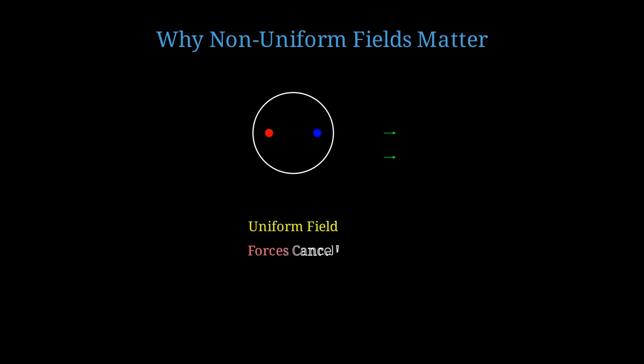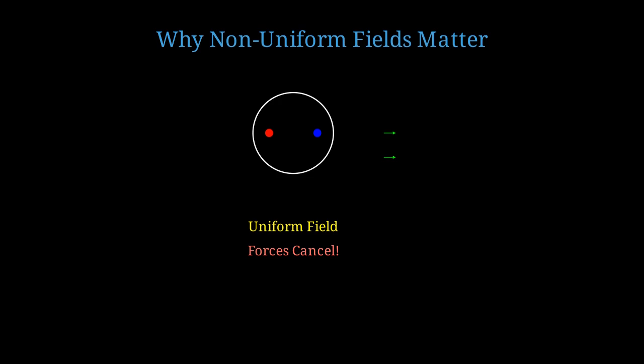Now here's the crucial part. Why do we need a non-uniform electric field? Why won't a uniform field work? In a uniform electric field, the field strength is the same everywhere. The positive end of our induced dipole experiences a force in one direction, and the negative end experiences an equal force in the opposite direction.